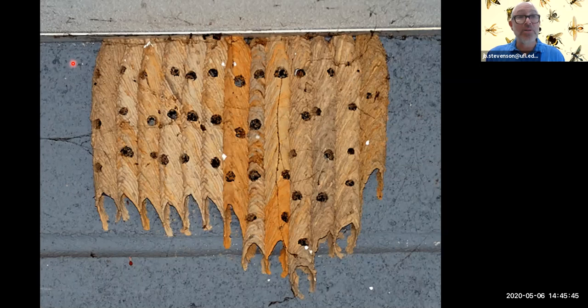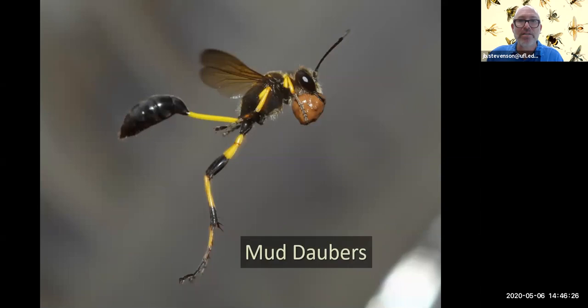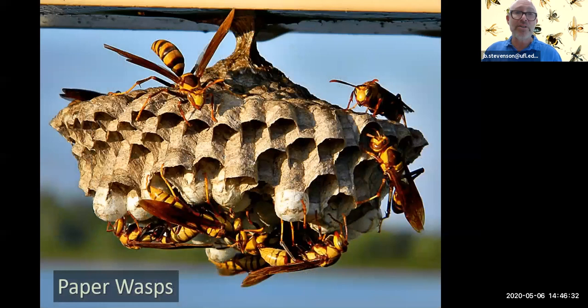Then she stuffs this little apartment with paralyzed spiders and or caterpillars and lays an egg. She seals off that chamber and then goes off to find more mud to make the next chamber, and so on and so on. As her daughters emerge, they might go out and help her continue to make these chambers, or they might start some chambers of their own. But if you think that each one of these is made of a single little mouthful of mud that this mud dauber has collected, it's pretty impressive over one season what she can do all by herself.